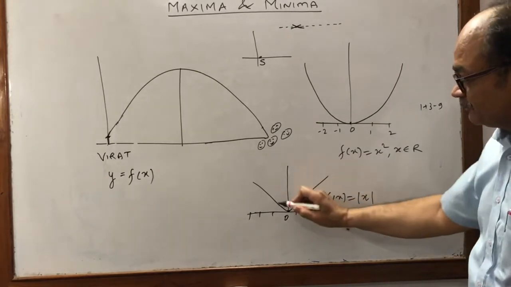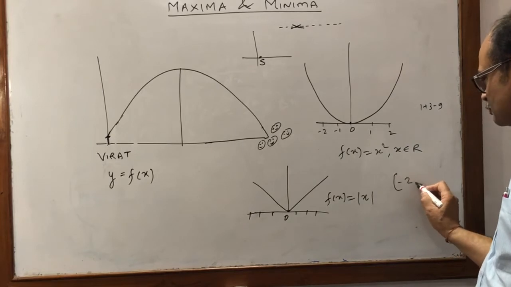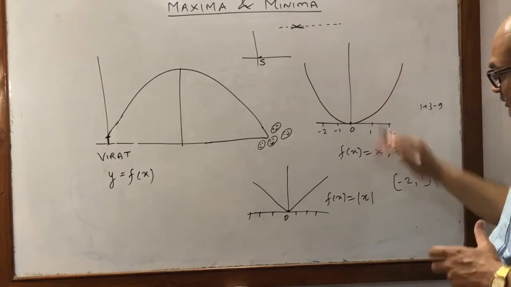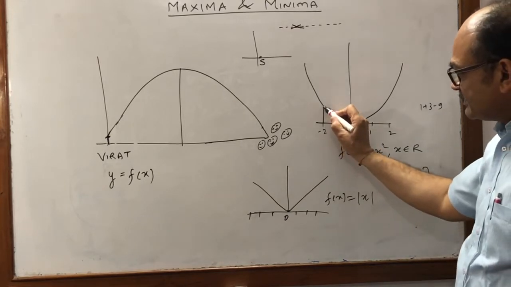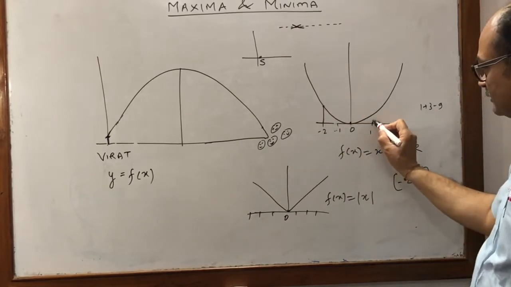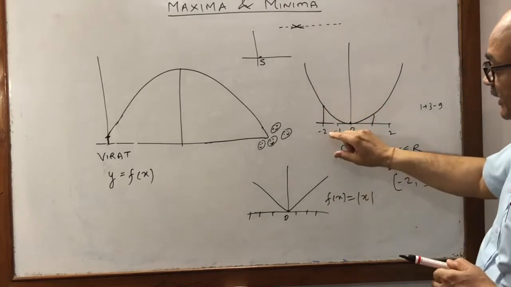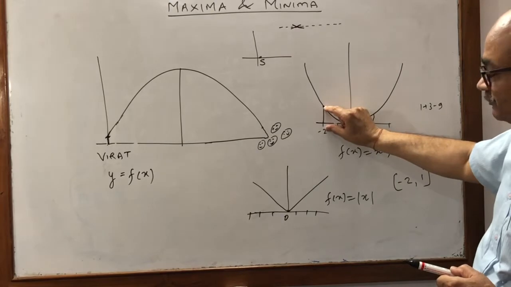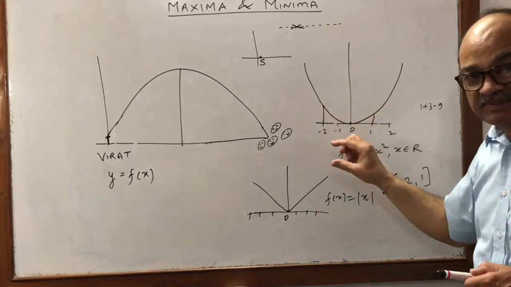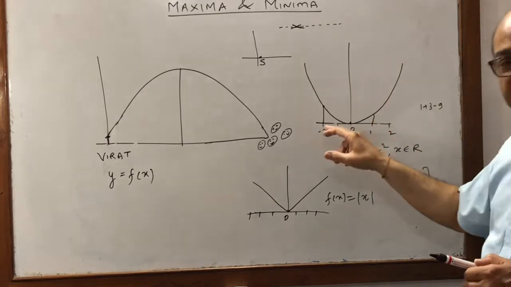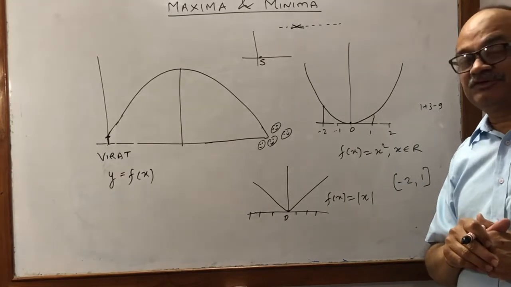No maximum value. But suppose we want to restrict these two curves from -2 to 1. Then at -2 and 1, which one is the maximum? At -2, the height is 4, correct? And at 1, it is only 1. So which one is maximum? Then we can say the final result is at -2, because the restriction, the closed bracket, is given to you.